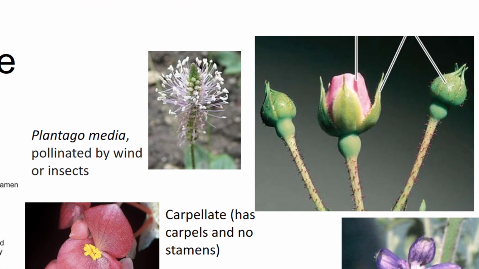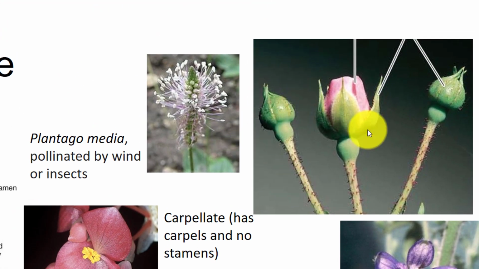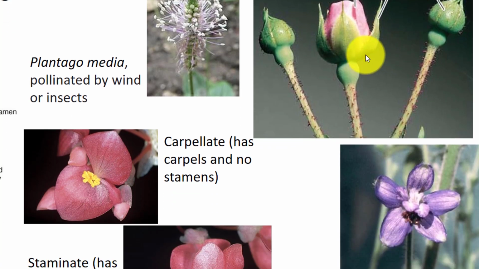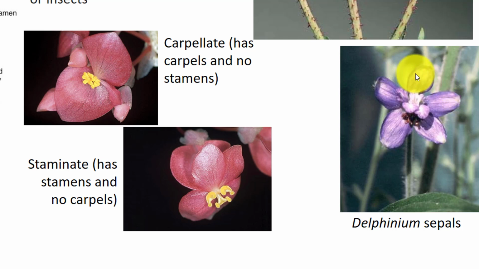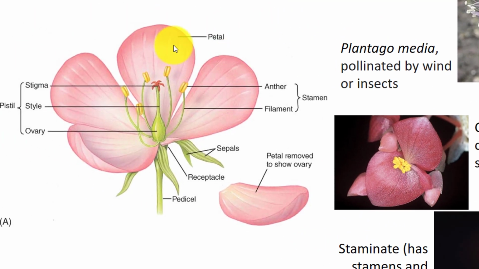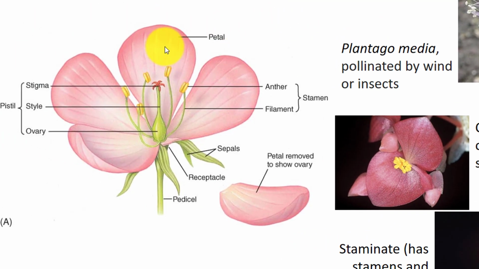Sepals are the outermost floral appendage. They are modified leaves that surround maturing flower parts and protect the flower bud as it develops. They may be colorful, like this delphinium, to attract pollinators. All the sepals together are referred to as a calyx. Petals are located above the sepals on the receptacle.